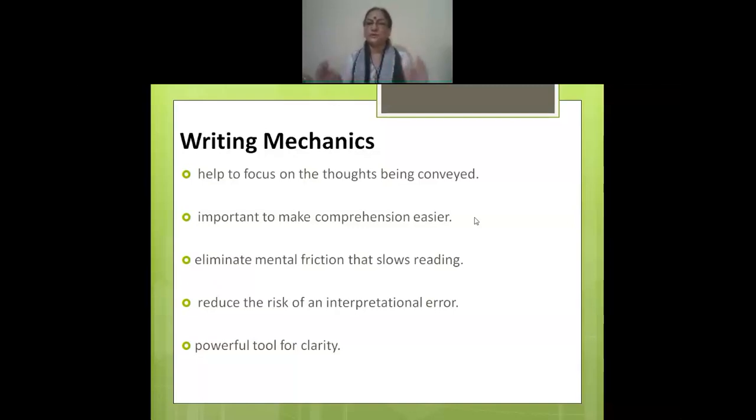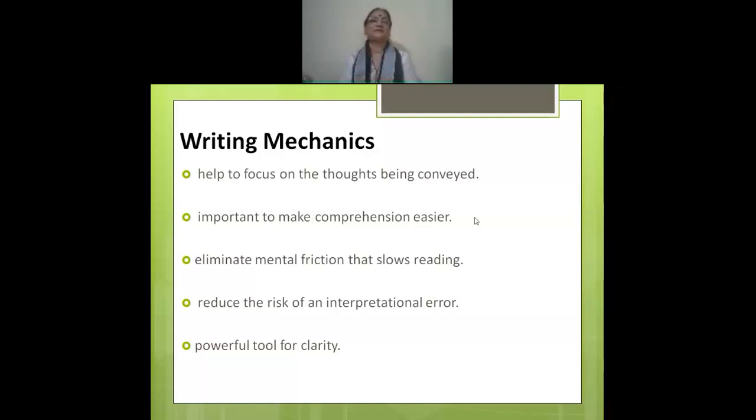There should be no room for mental friction. There should be no room for focus getting diverted. In fact, it should all stay in place. Only then can we have a powerful tool for clarity.